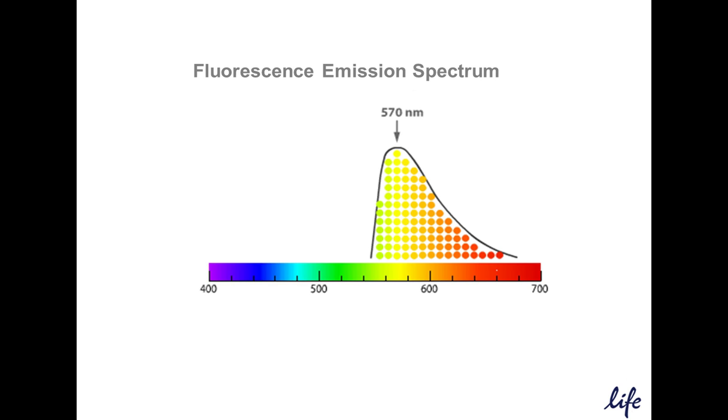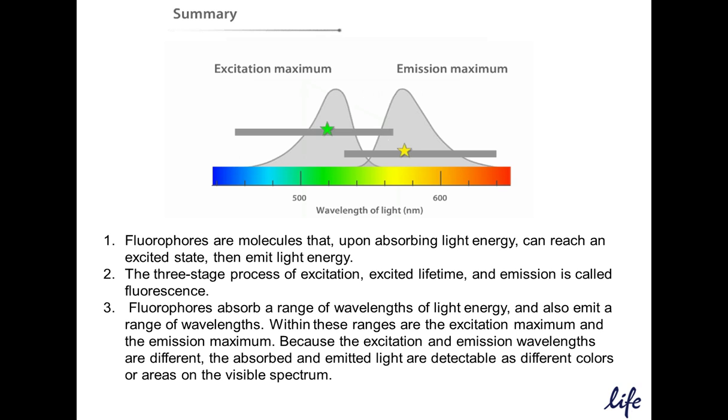So based on this distribution of emission wavelengths, we say that the emission maximum of this fluorophore is 570 nanometers, and the range of wavelengths is represented by the fluorescence emission spectrum.